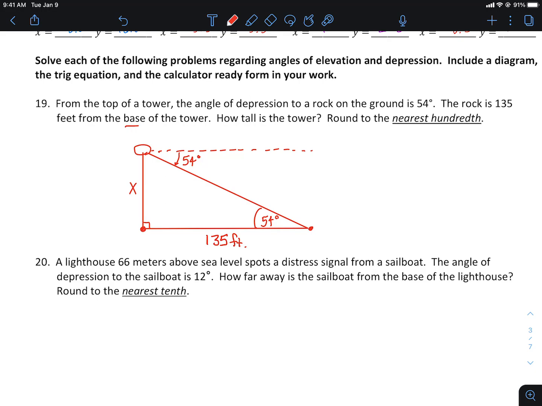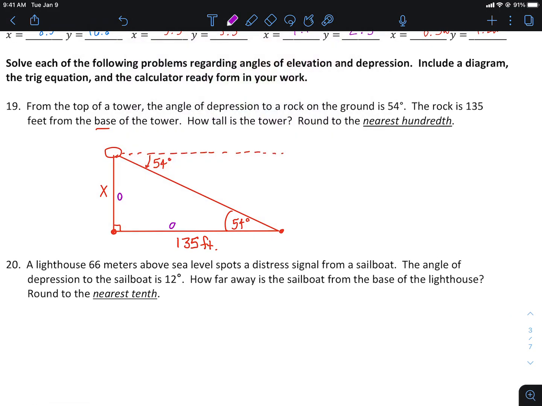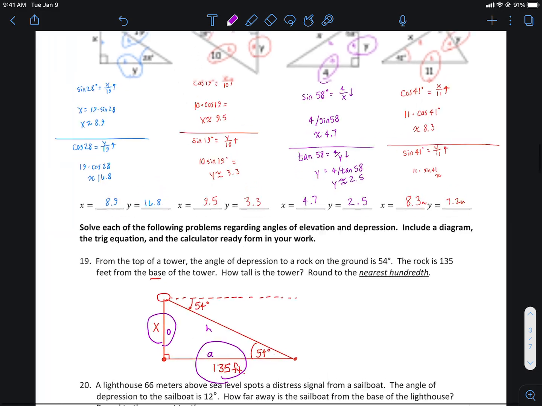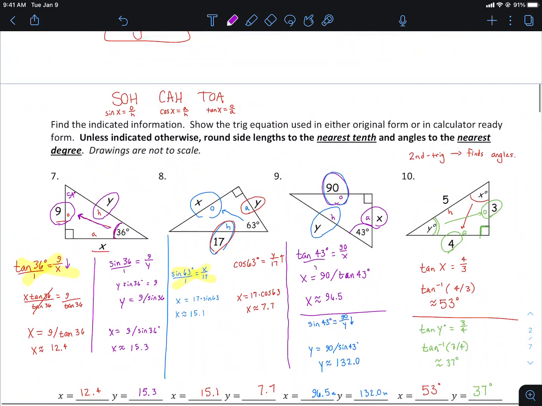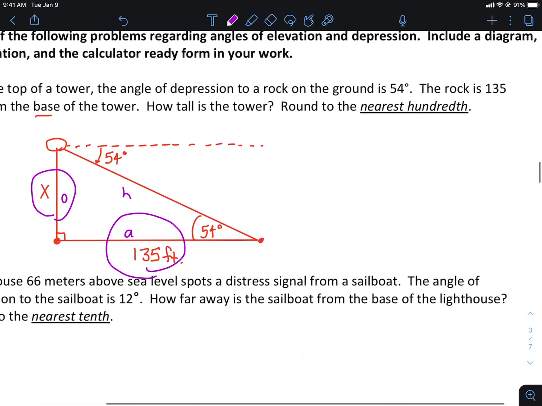And then once you have it set up like this, we can go ahead and set up our trig functions. We can label opposite, adjacent, and the hypotenuse side right there. The trig function that uses O and A when we use SOHCAHTOA, I think I got that written down on a previous problem. O and A uses the one that starts with T, that's your tangent function. So that'll be tangent of 54 degrees equals X over 135.